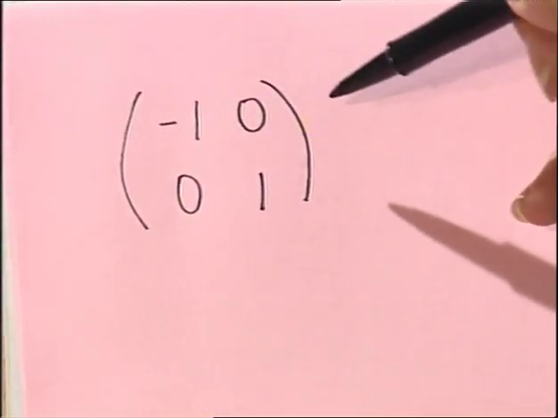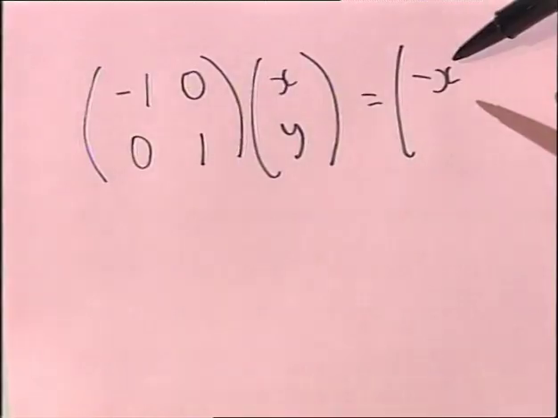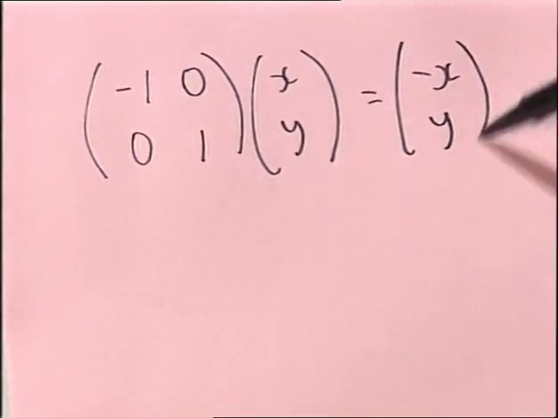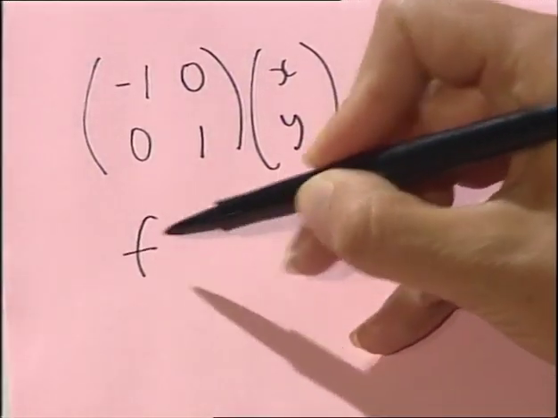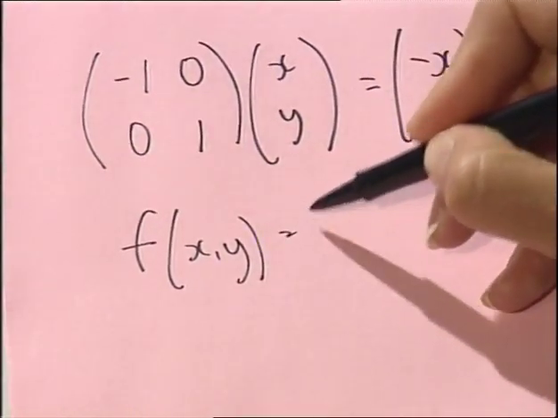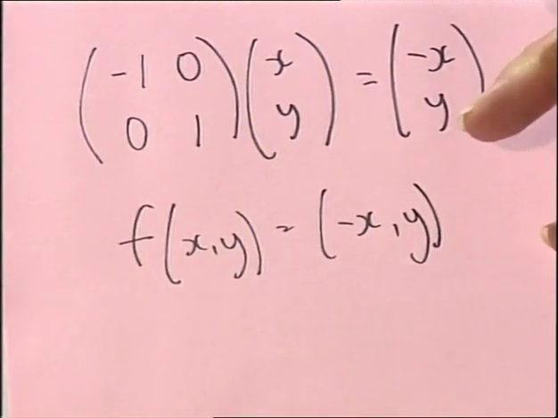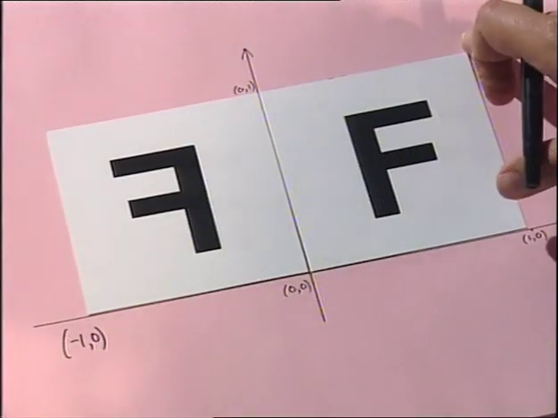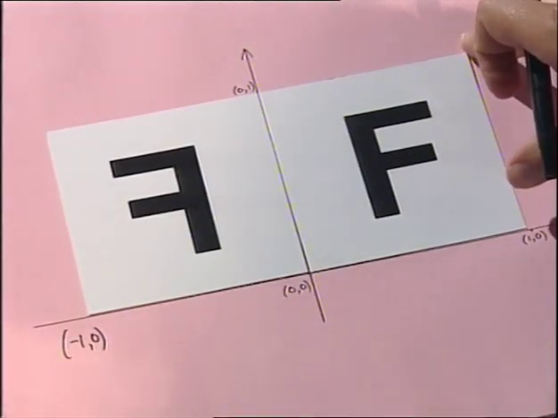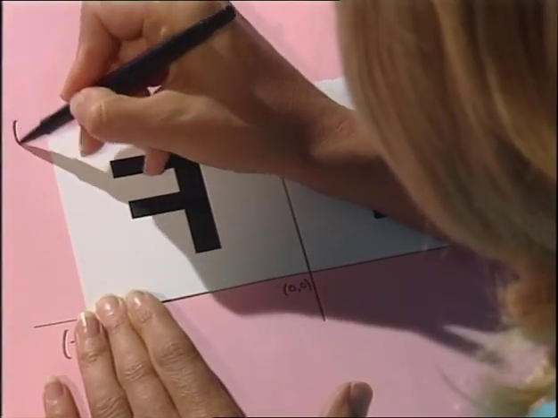Now, if you use that to multiply (x, y), you get (-x, y), which means that the transformation is f(x, y) equals (-x, y). And if you check its effect on (1, 1), you'll find that f(1, 1) equals (-1, 1). And that's just what you expected.